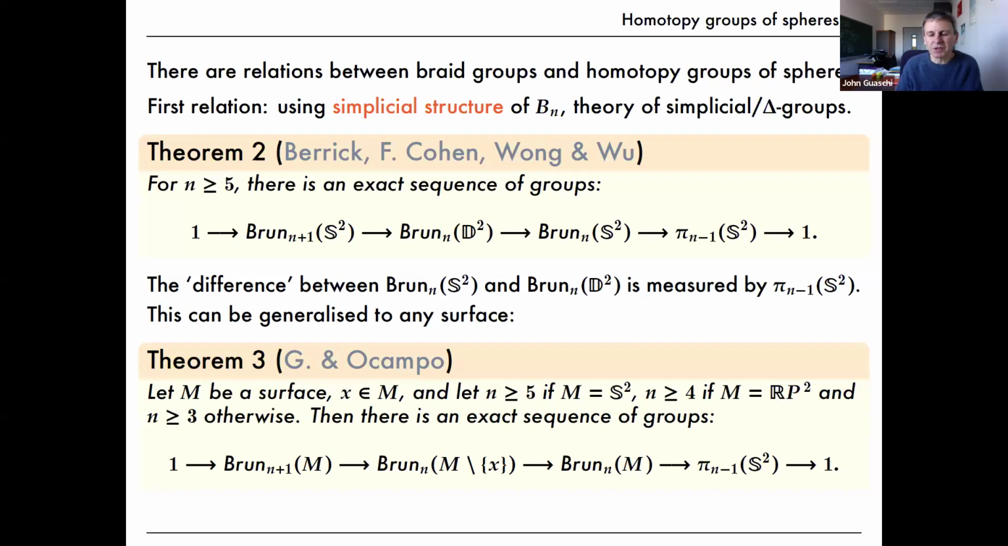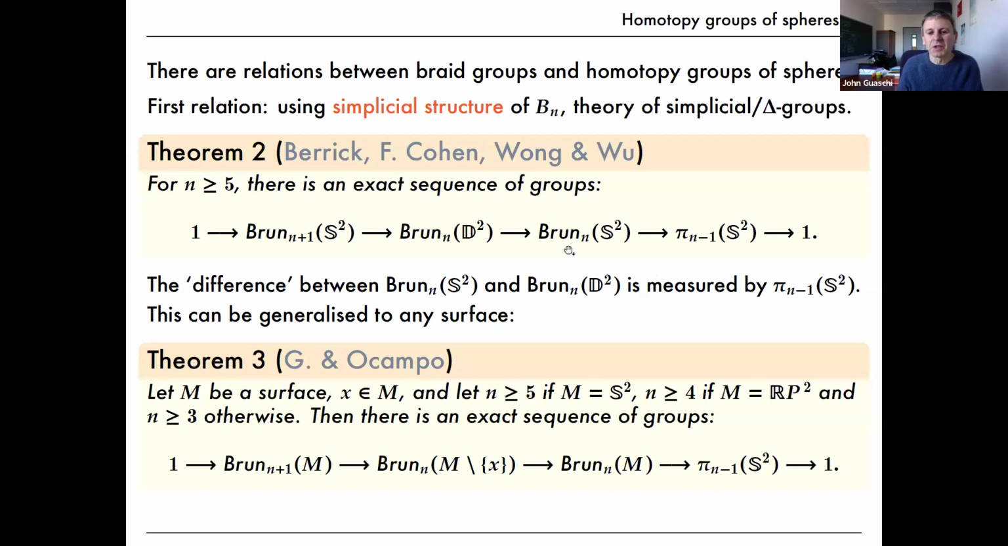And so if you look at the set of all the forgetful maps, one for each string, then you obtain a kind of simplicial structure. So you obtain what's called a delta group. And then quite a lot is known about delta groups and their various relations with homotopy groups of spheres. So this is just to give a few words about that.